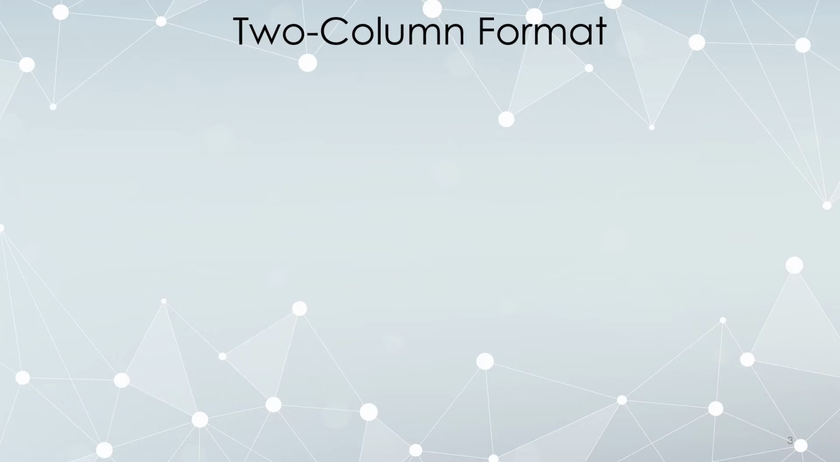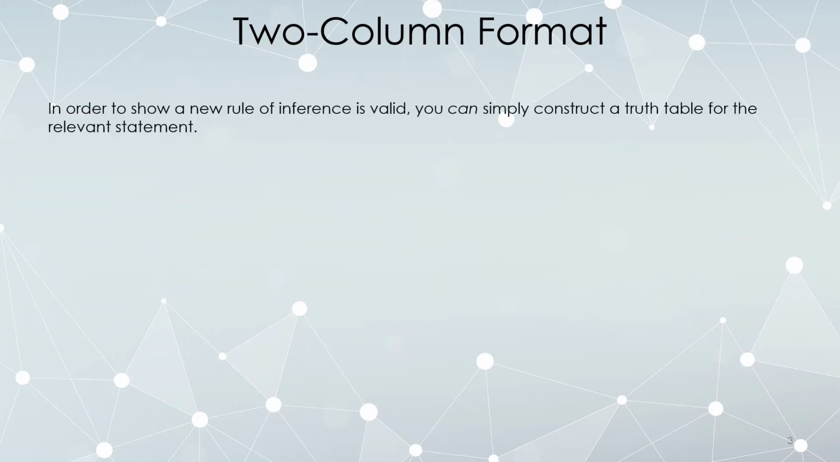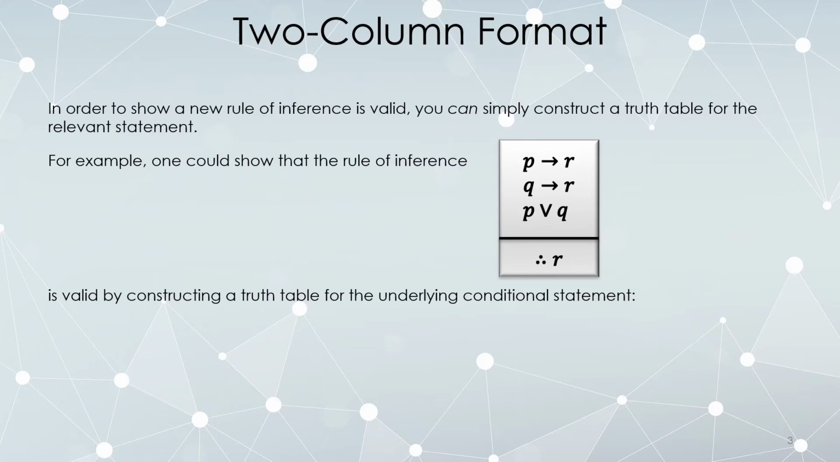Now, how do I establish a rule of inference is valid? In other words, that the conditional statement that it creates or represents is indeed a tautology. You can do it with truth tables. You can always just make a truth table for whatever the statement is. So here's a rule of inference: P implies R and Q implies R and P or Q, therefore R, does represent the following conditional statement. It is a conjunction of three separate things, so I have this and that implies R. You could make a truth table for this and show that you've made a tautology.